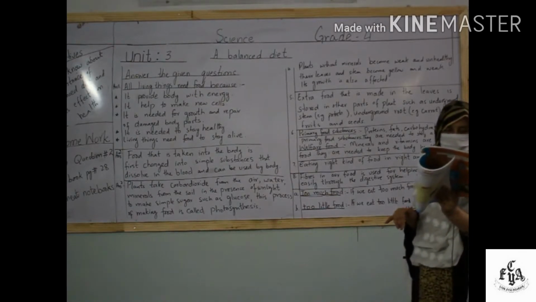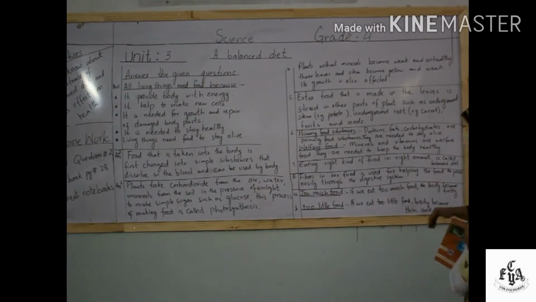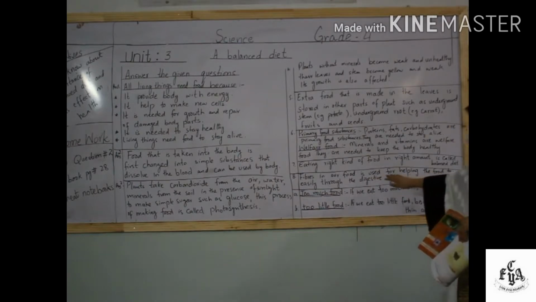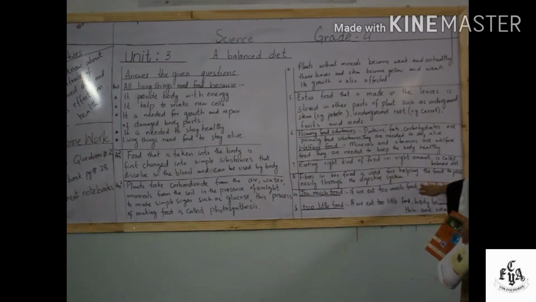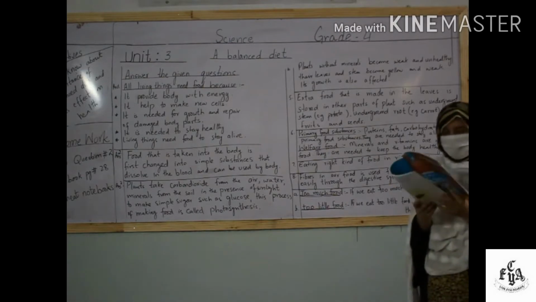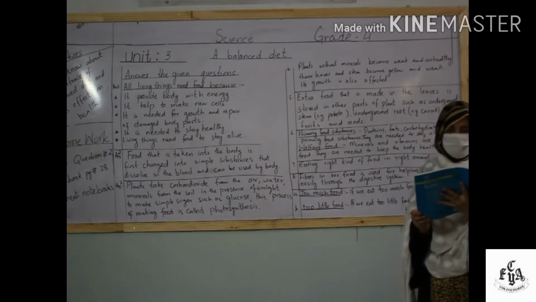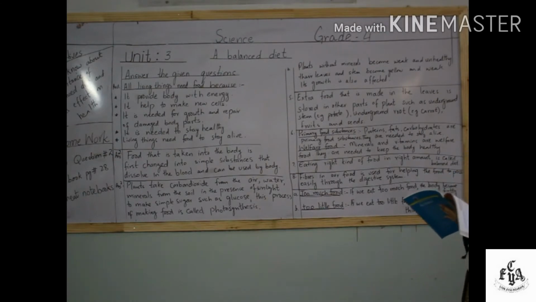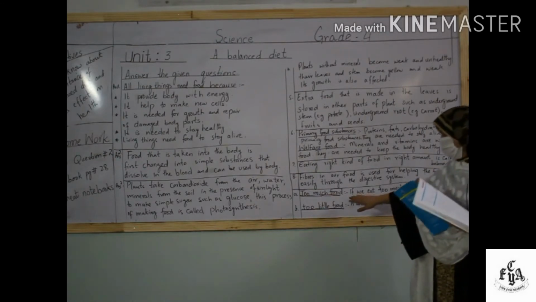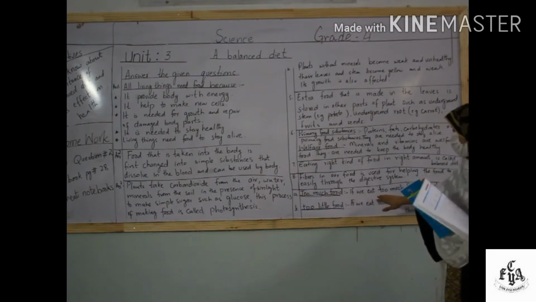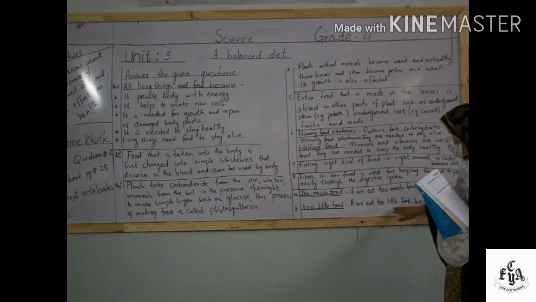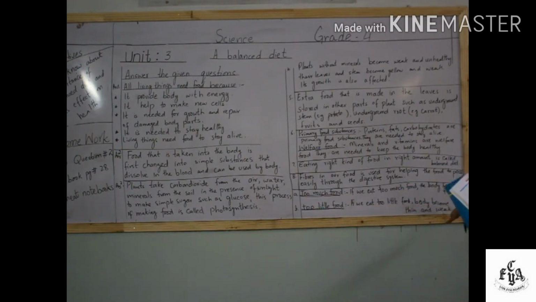Okay, then: what is the fiber in our food used for? Fiber in our food is used for helping the food to pass easily through the digestive system. Okay, here is a question on your page number 29: what would happen if you ate too much food or too little food? If we eat too much food, the body becomes fatty, and if we eat too little food, the body becomes thin and weak.